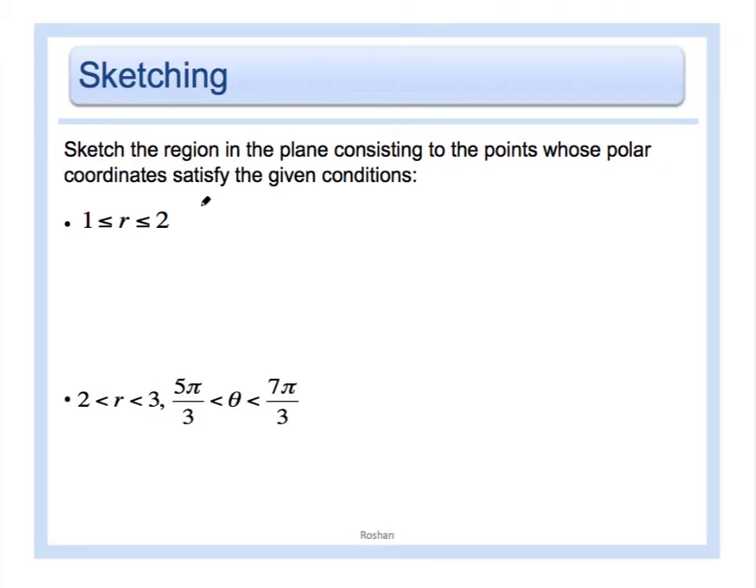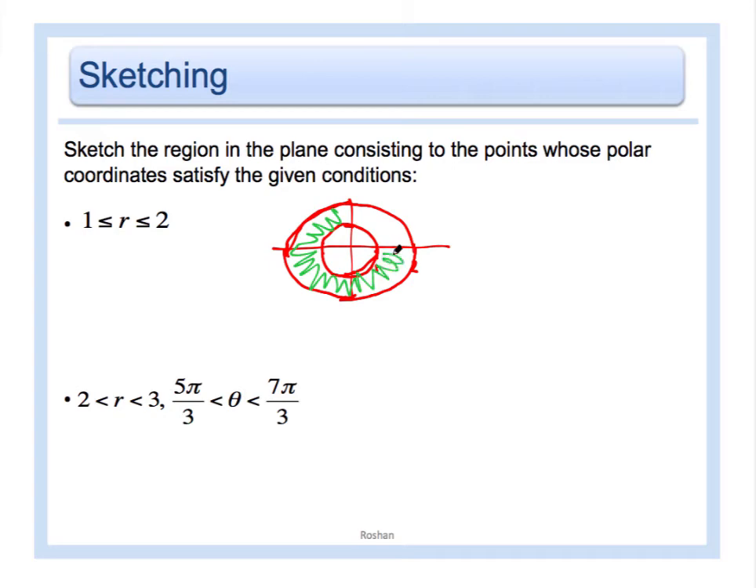The final question is just to sketch the region in the plane consisting of the points whose polar coordinates satisfy these conditions. So if the radius is between 1 and 2, literally all I do is draw a circle with radius 1 and a circle with radius 2. So radius 1 would be this circle, and radius 2 would be this circle. Sorry, this looks like an oval and not a circle. Just use your imagination a bit. And then if it's between 1 and 2, this shaded region would be my answer.